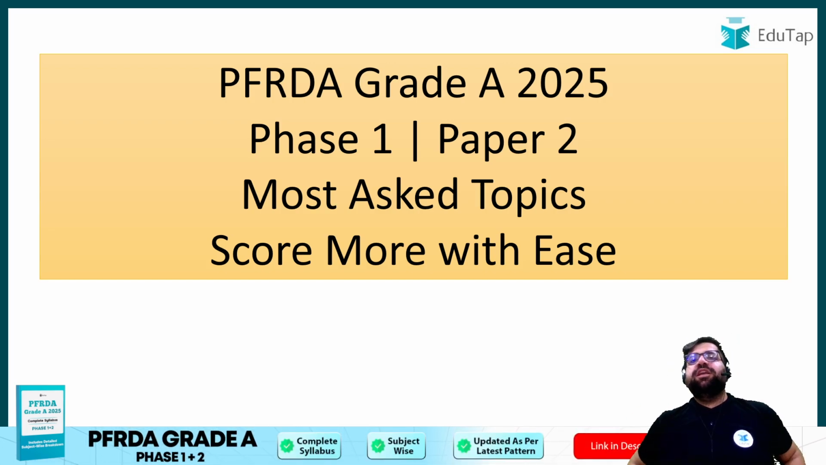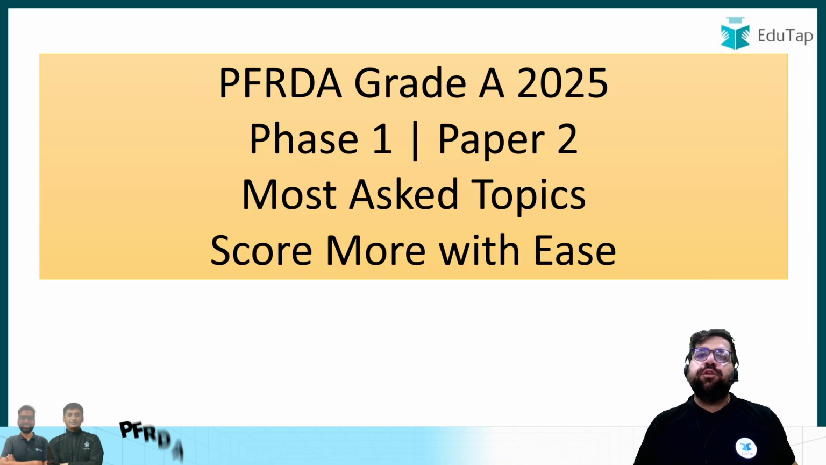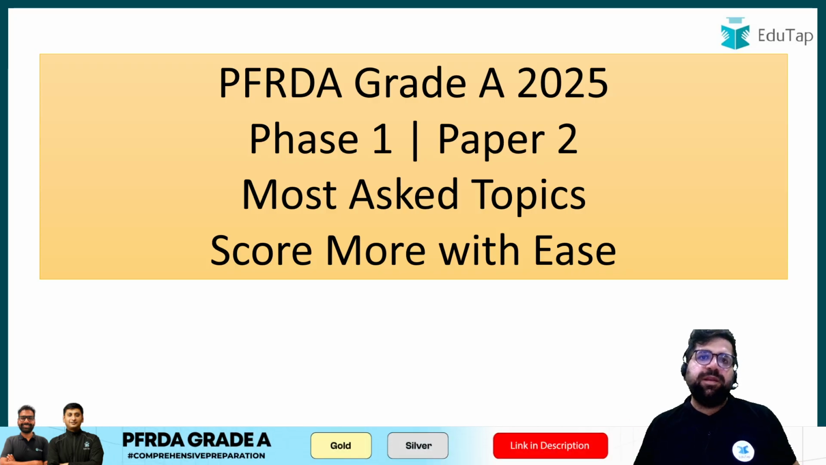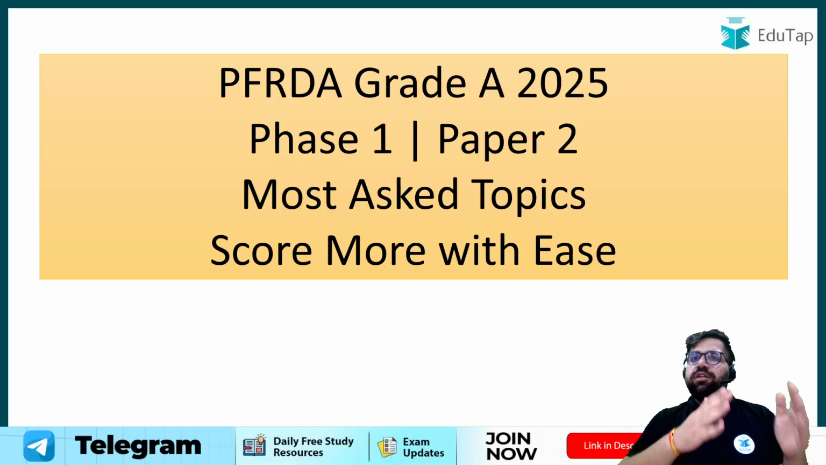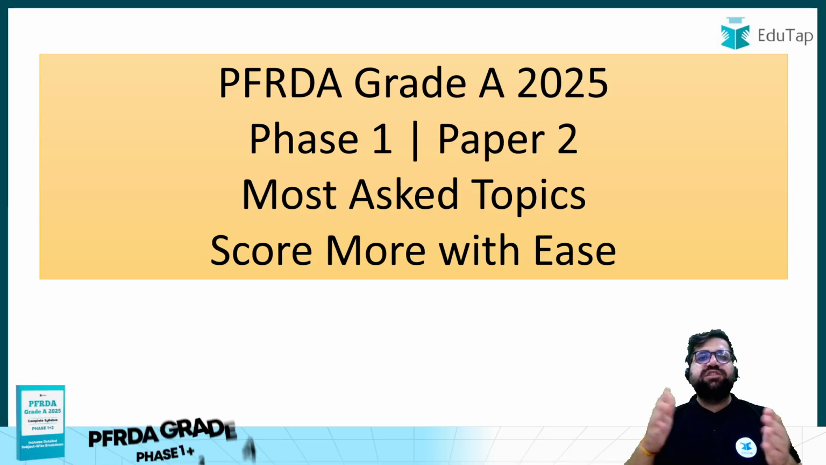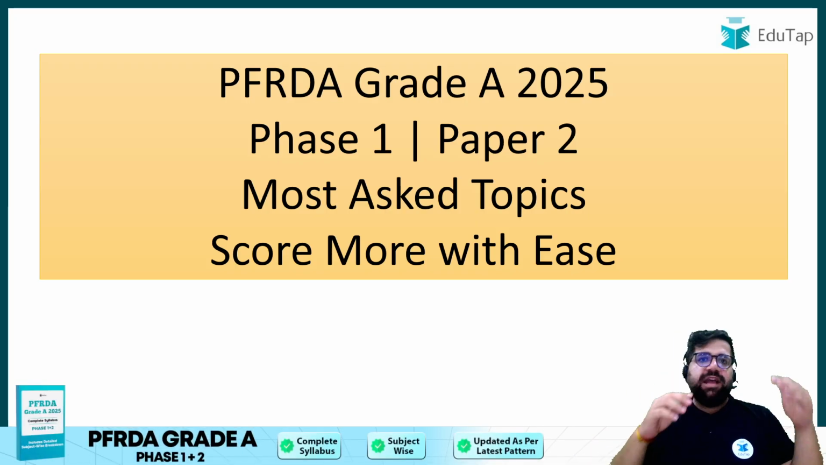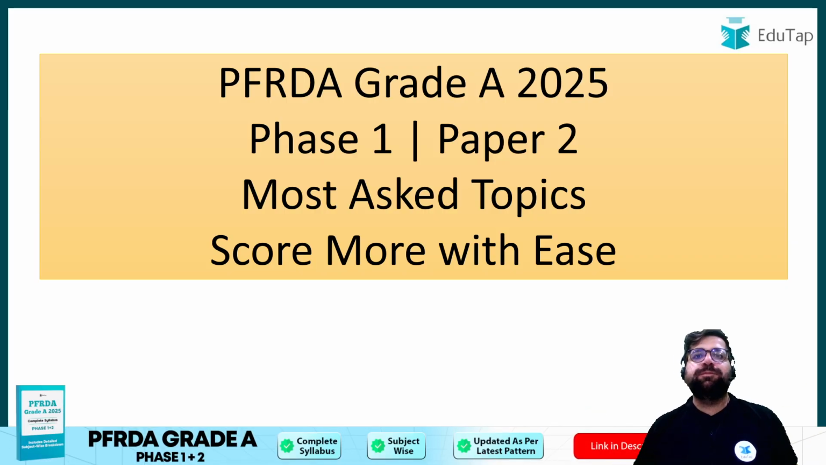So we all know that the PFRDA Grade A Phase 1 paper is scheduled for the 6th of September. And if you are looking for the list of most important topics based on the previous year questions, then this particular video is for all of you. In this video, we will cover all the different sections of Phase 1 Paper 2, starting from management, finance, economics, costing, commerce and accounts, and pension also.